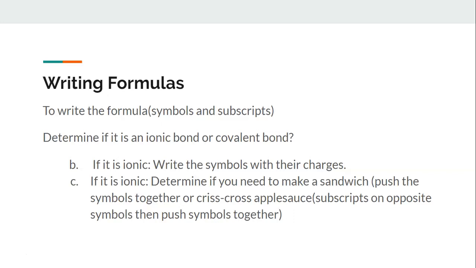So if your numbers are the same, you just push the symbols together. You don't need to put subscripts. If your numbers are different, you're going to crisscross applesauce, which means that number that's at the top as a charge is going to become the subscript on your opposite element. That's back from when we looked at bonding. And then you're going to squash them together like a sandwich. So let's look at some examples.